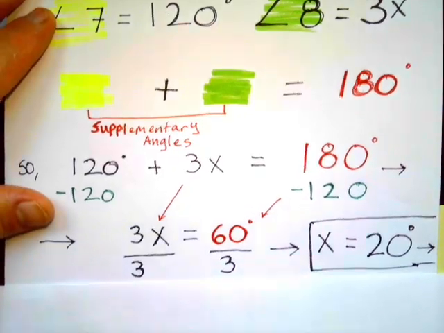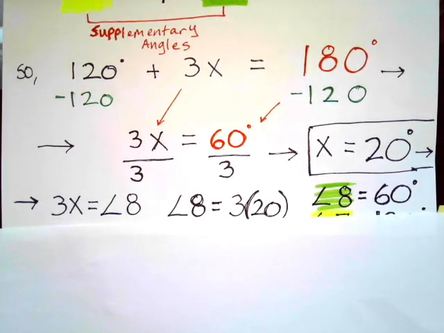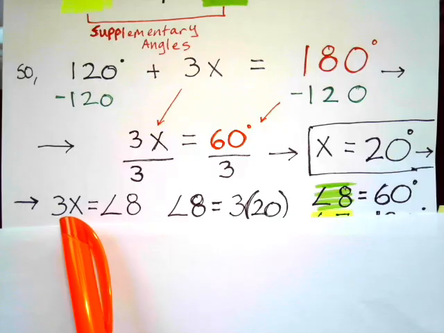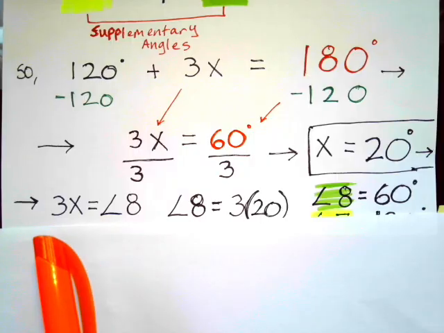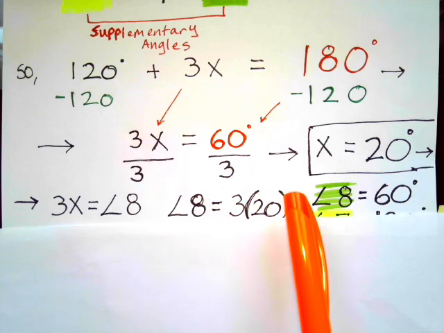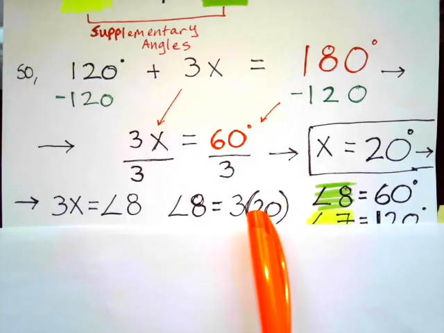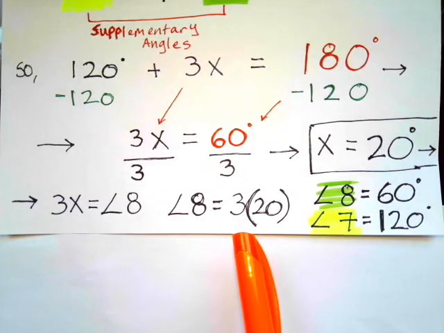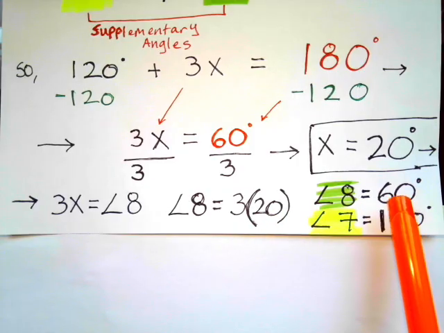Now, if I want to find the value of angle 8, let me show you what I have to do. I'm going to take the value of angle 8 is 3x, right? Angle 8 is equal to 3x. I know the value of x, right? X is 20. I can substitute 20 for x. That means 3 times x will be 3 times 20. I'm showing you in this step here, right? So angle 8 equals 3 times 20. The value of x is 20, excuse me. Ooh, say that 5 times fast. Okay, so 3 times 20 is 60. So angle 8 equals 60.